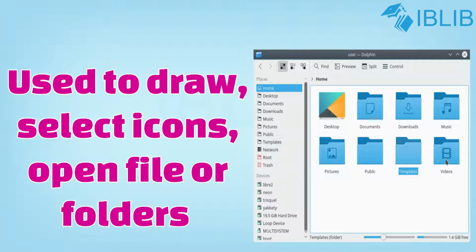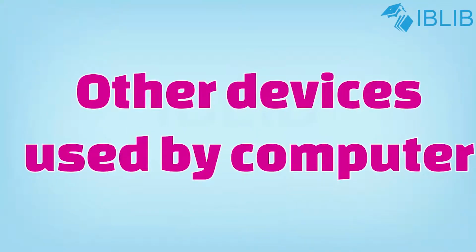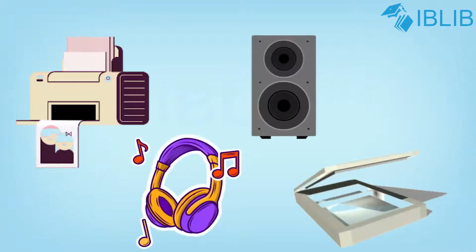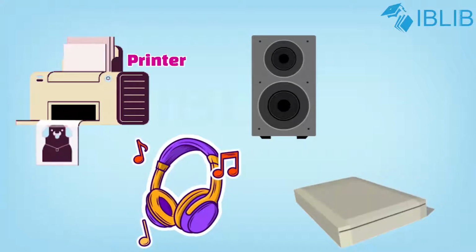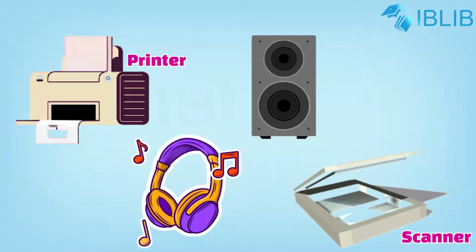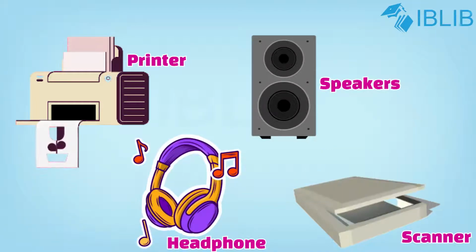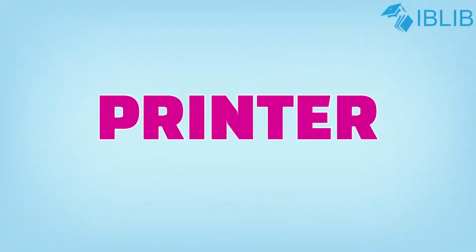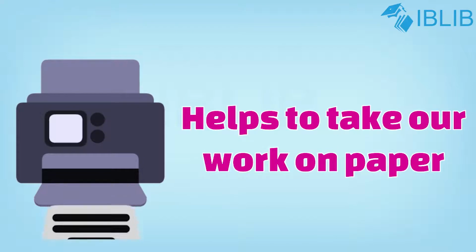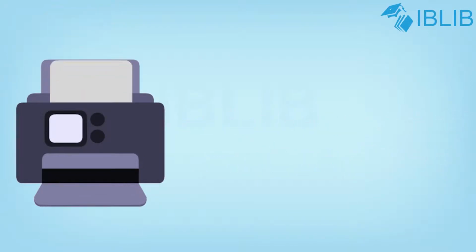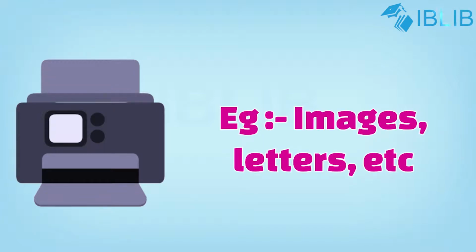Apart from these four basic parts of the computer, there are a few more devices that are used with a computer. These devices are the printer, scanner, headphones, and speakers. So, the first one is the printer. A printer is used to print your work on paper. You can print images and letters using a printer.